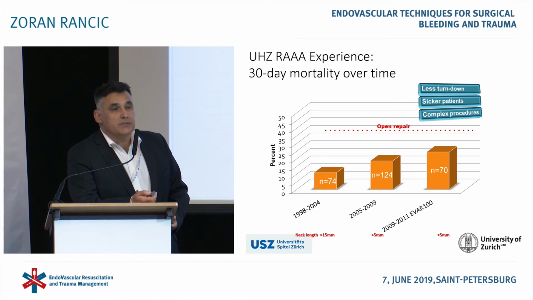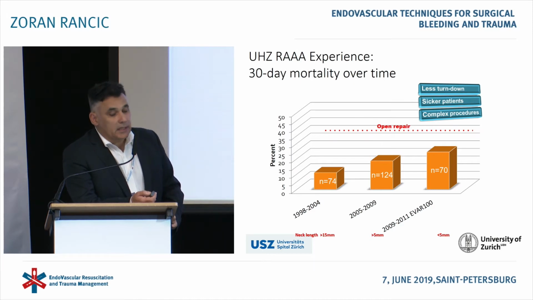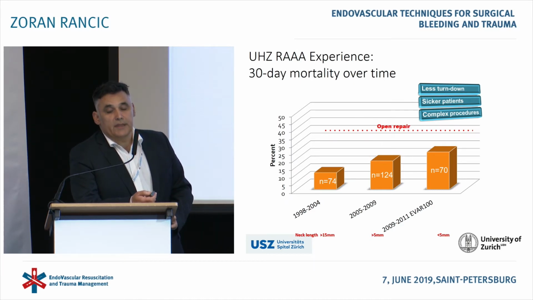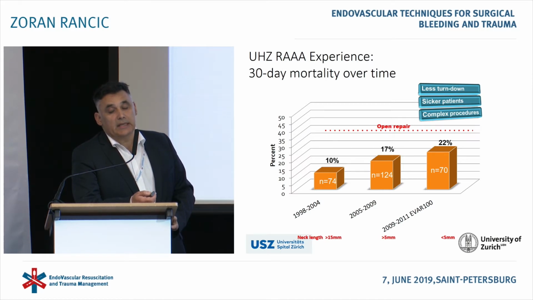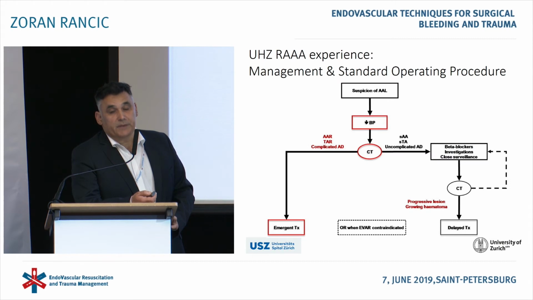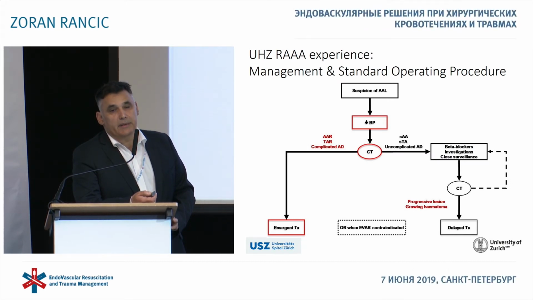This is the series we published together with Orebro and Tal's hospital, when we saw that despite using rupture AAA with chimney parallel grafts, that means the patients are sicker, more complex procedure, we have fewer turn downs, and you can see that the mortality is 22%. What is the most important for treatment of rupture AAA by EVAR is the point that you have to have your own standard operating procedure.